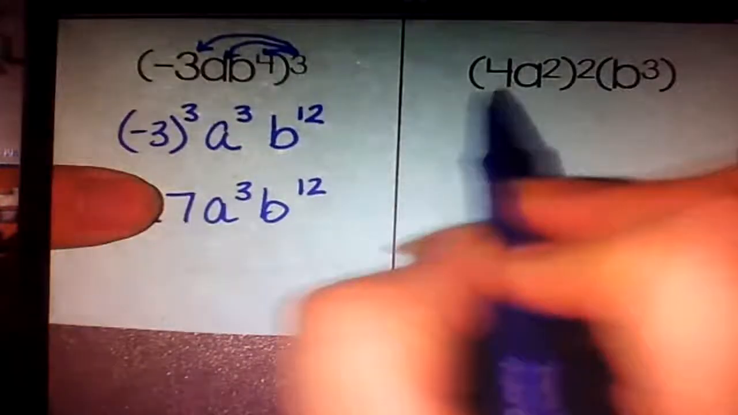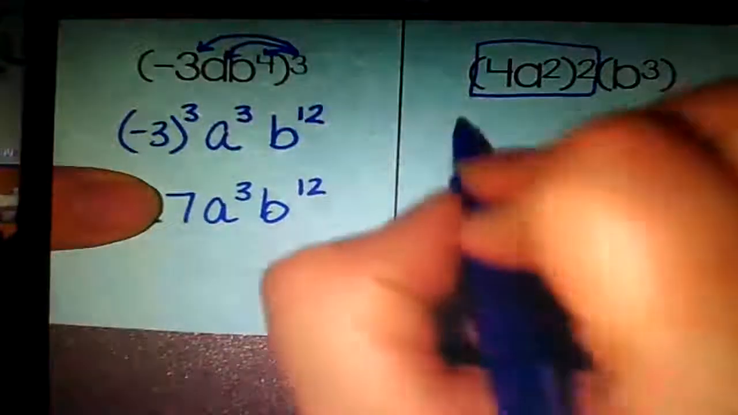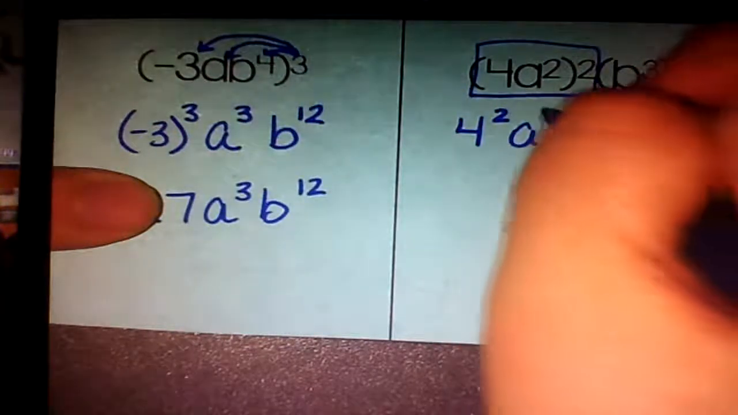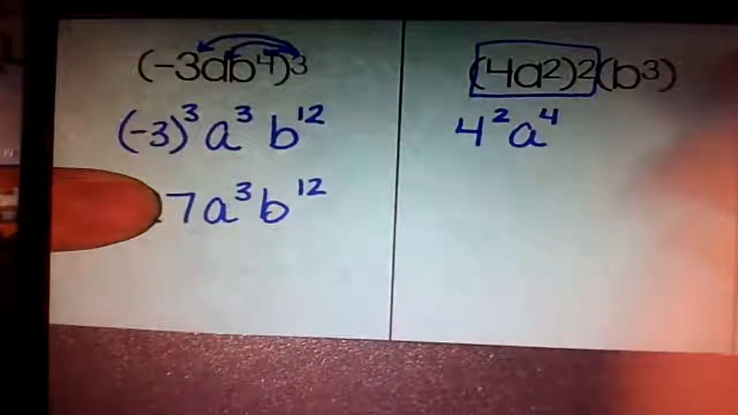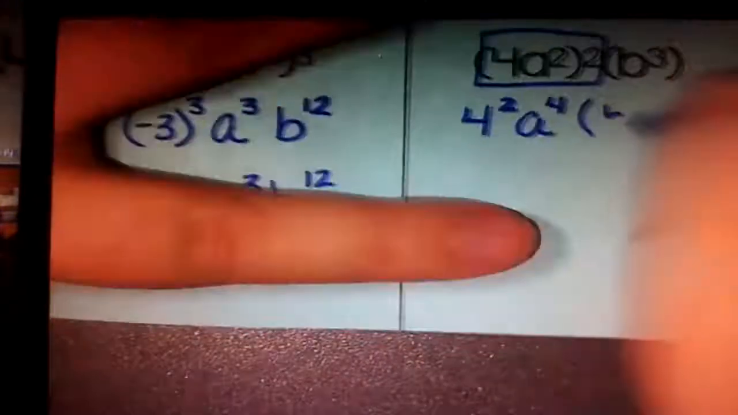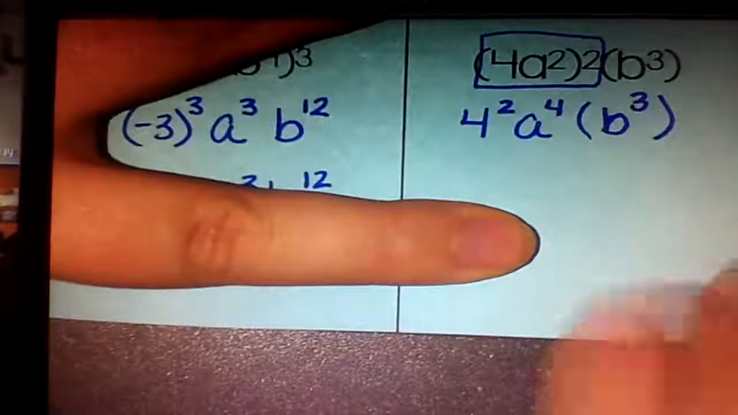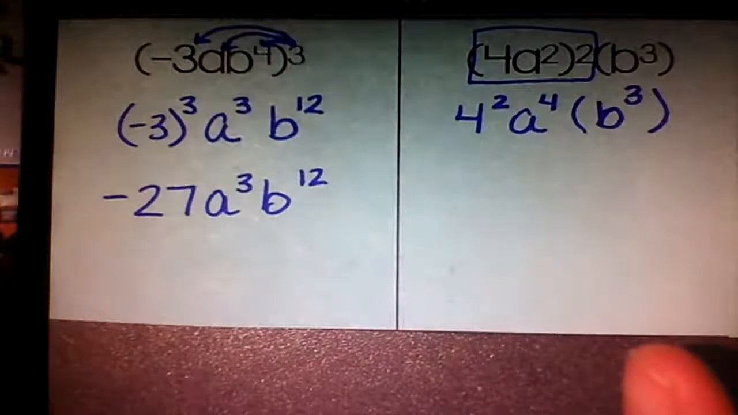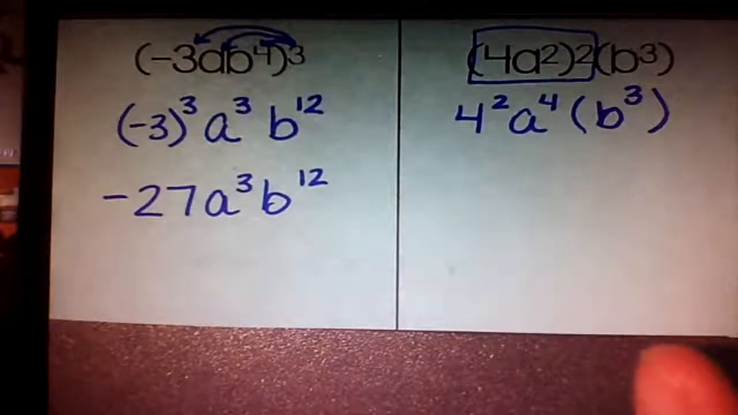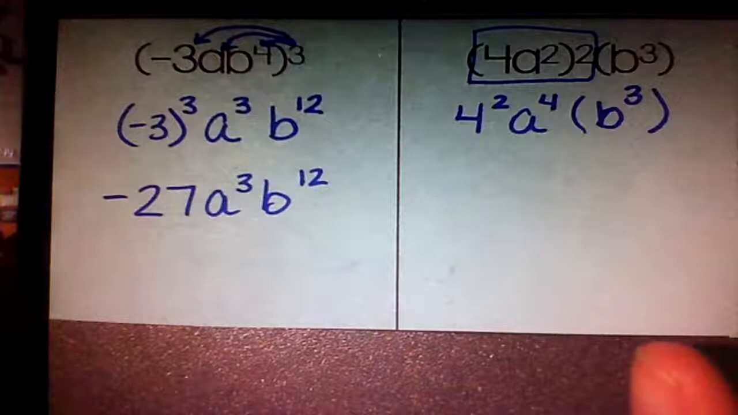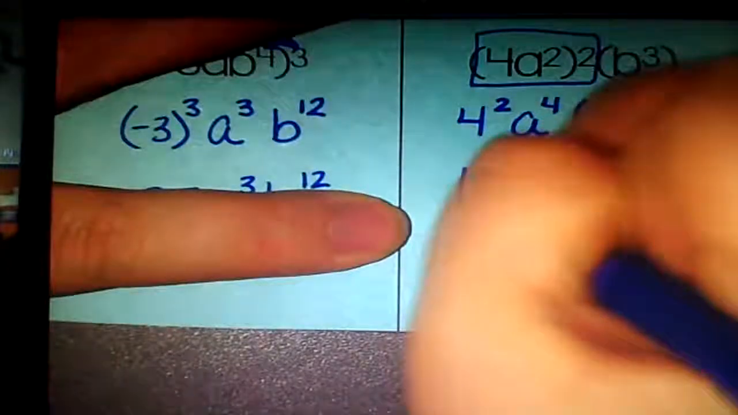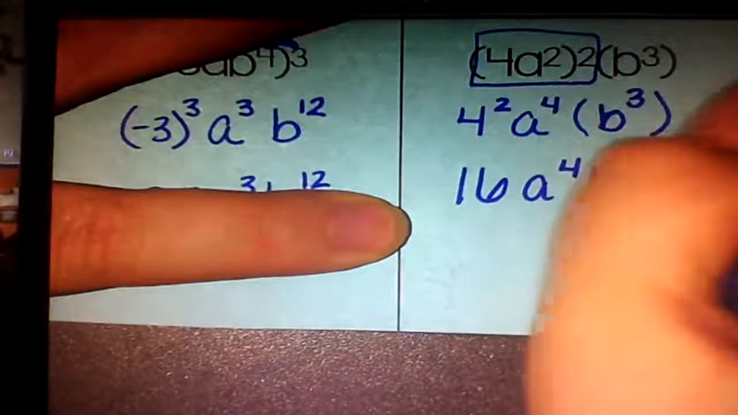Okay, so we've got to take care of this first. So this becomes 4 squared, a to the 4th, since 2 times 2 is 4, times b to the 3rd. What else do I need to do to finish this off? What's the last thing I need to do to this to get my final answer? Because I'm not done yet. Get the answer for the 4 squared. You know what 4 squared is. We have to get that. 16 a to the 4th, b to the 3rd.